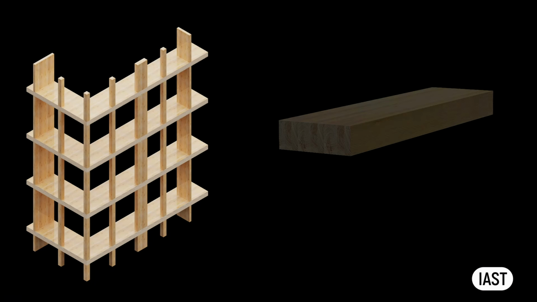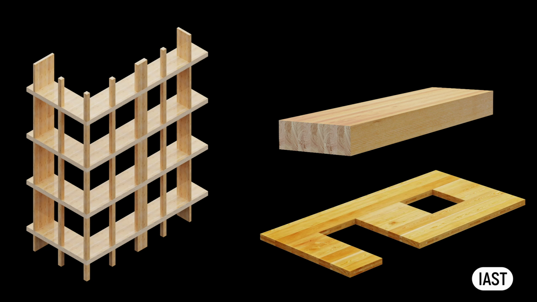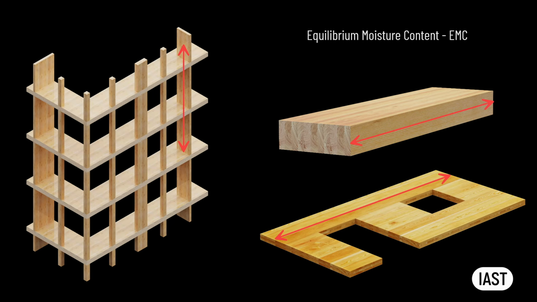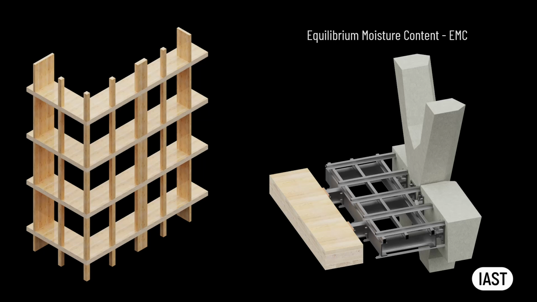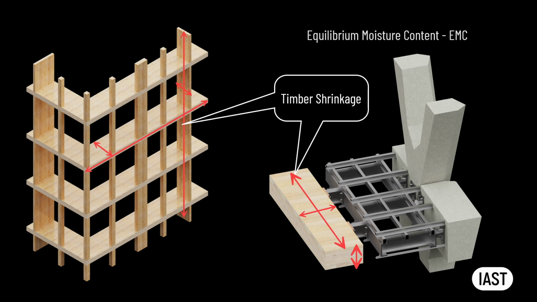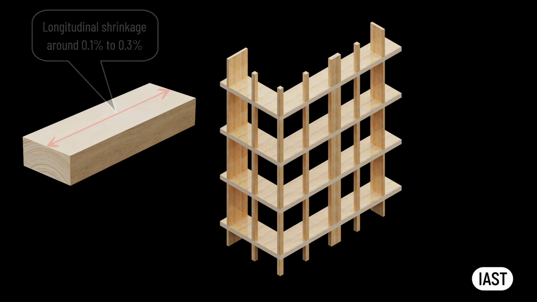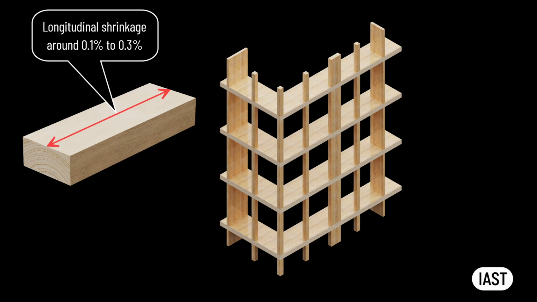Timber shrinkage primarily occurs as wood dries and loses moisture content until it reaches equilibrium moisture content with its environment. The extent of shrinkage in timber is influenced by factors such as timber species, initial moisture content, and the difference between the initial and the final equilibrium moisture content. Unlike concrete, timber shrinkage is anisotropic, meaning that it varies in different directions: radially, tangentially, and longitudinally. Longitudinal shrinkage in timber along the grain is generally considered by structural engineers to be minimal, typically ranging from 0.1% to 0.3%. Nevertheless, its impact on the facade is significant.